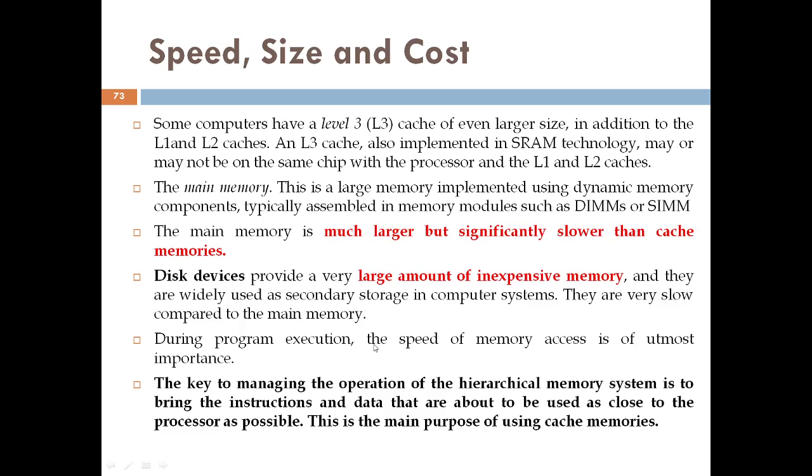During program execution, the speed of memory access is of utmost importance. The key to managing the operation of the hierarchical memory system is to bring the instructions and data that are about to be used as close to the processor as possible. This is the main purpose of using cache memory. This is called locality of reference: the data and instructions soon to be referred to by the processor should be brought near to the processor.